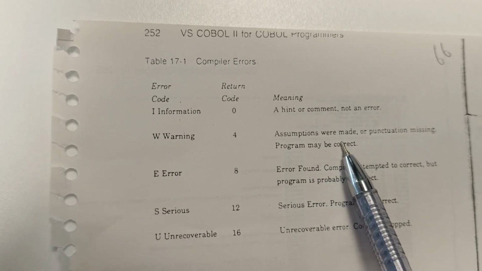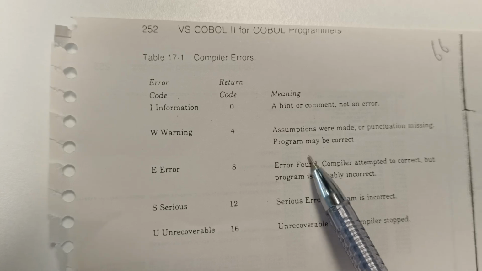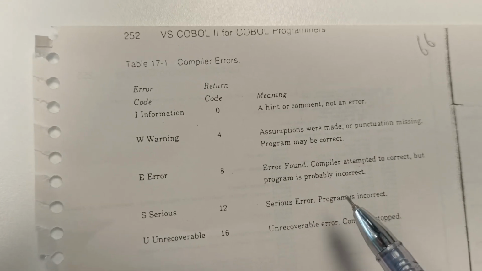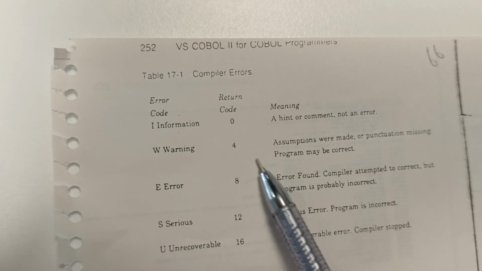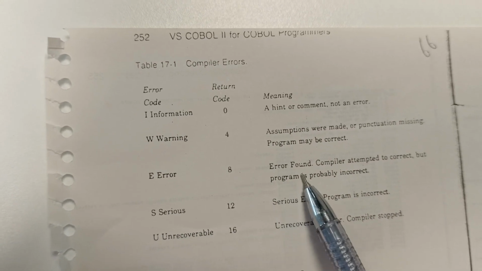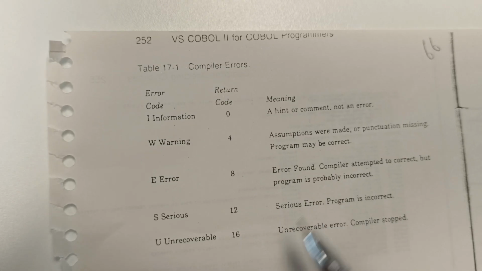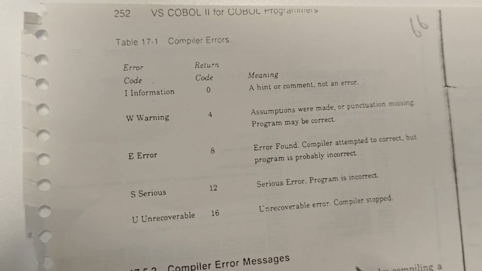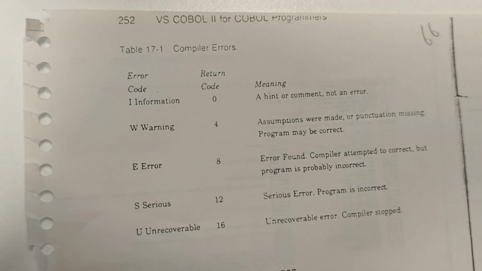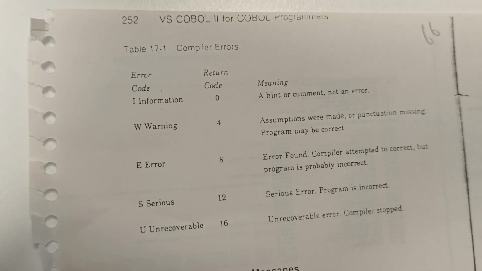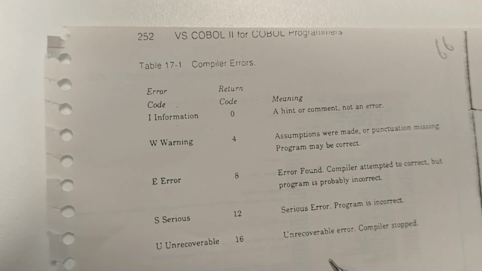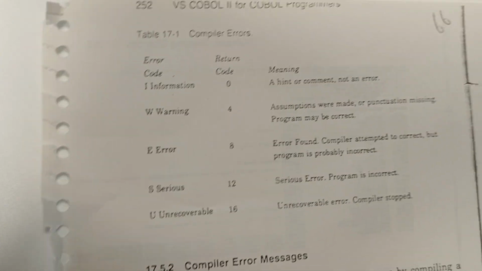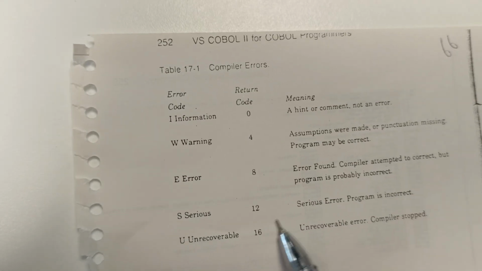Here an assumption was made, like a punctuation missing, and the program may be correct. For example, if you are missing an END-IF in an IF statement, then you get a warning message. Then the error return code is 8. You are missing something like an incorrect field name, or END-EVALUATE, or END-IF, or an EVALUATE. At that time you will get an error code, because it is not treated as a system defined syntax.